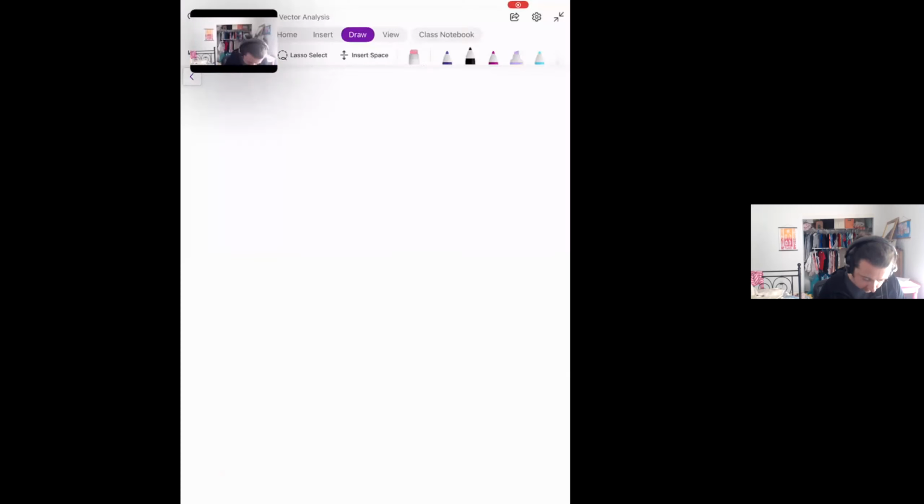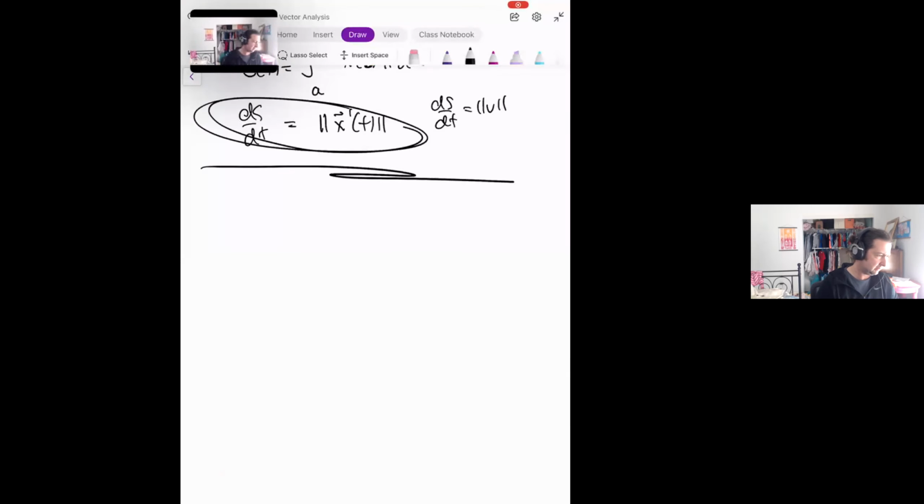Let's go back to OneNote here. And of course, if you have questions about any of these things, or you want to know how to generate these pictures on your own, please come in and ask me about that. It's pretty useful to be able to visualize why these things are happening the way that they are.